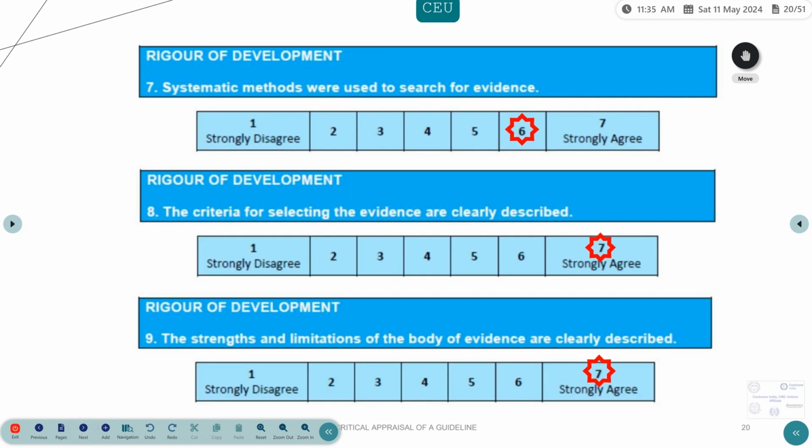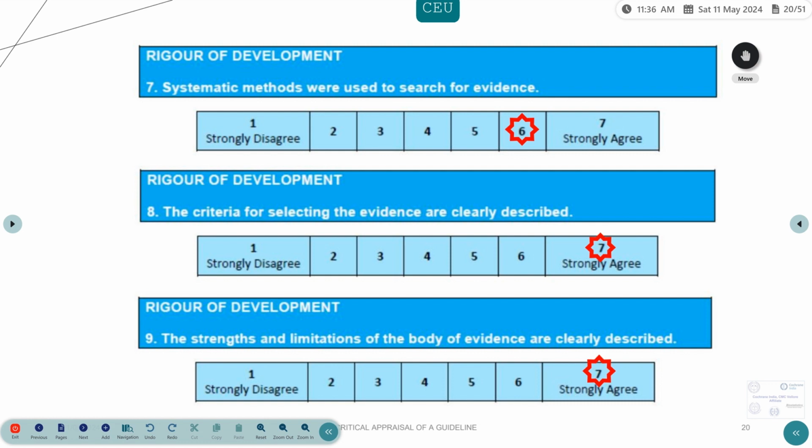Systematic methods were used to search for evidence. We do not strongly agree. We have downgraded by 1 because they did not check newer trials, ongoing trials and all this. And non-English studies were not included. Non-US studies were not included. That could be okay because they wanted to make a guideline for the US, but still they could have seen at least the current ongoing trials, which was missed.